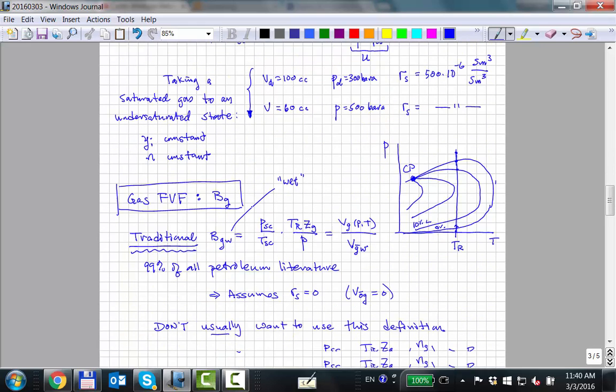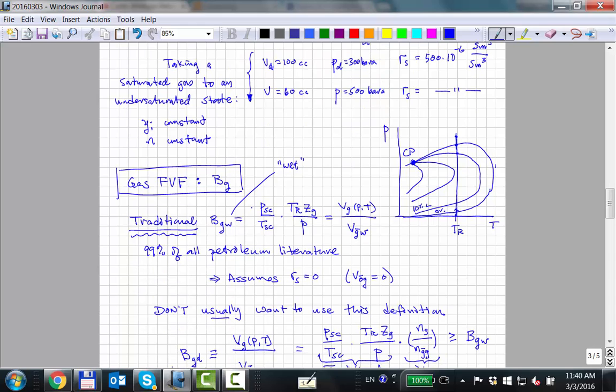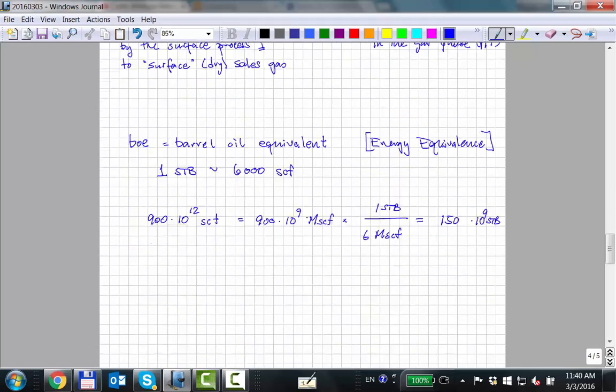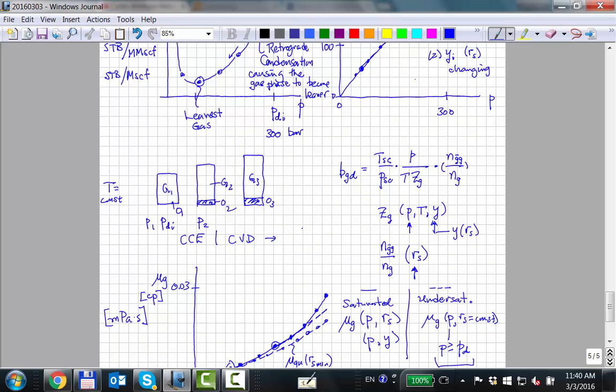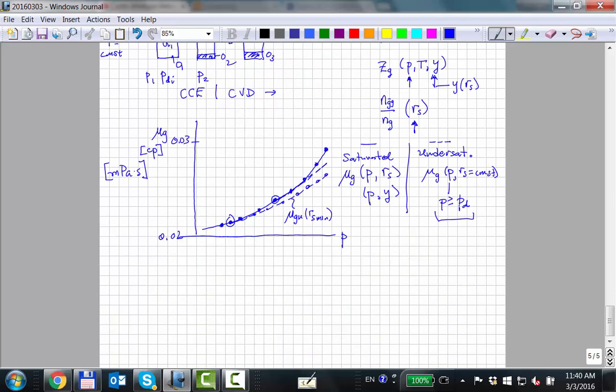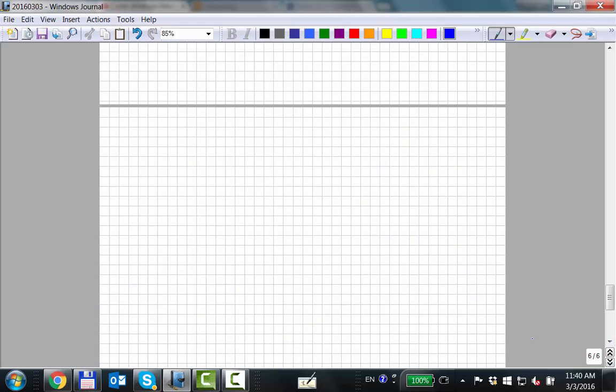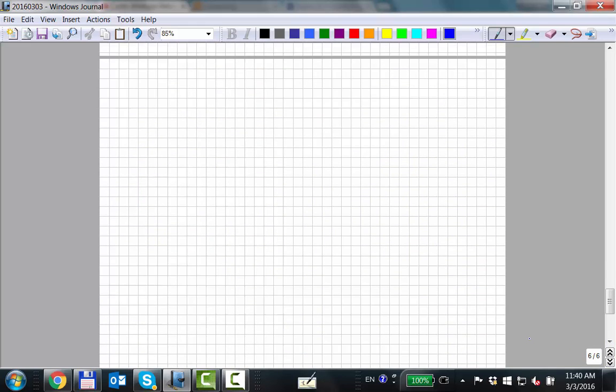Okay. Now let's go back to the question we had earlier, and I've talked a little bit about it here: how do we create these gases? Okay, we talked about that. And the saturated oils.